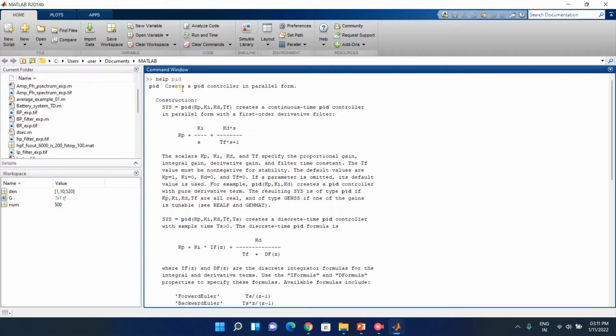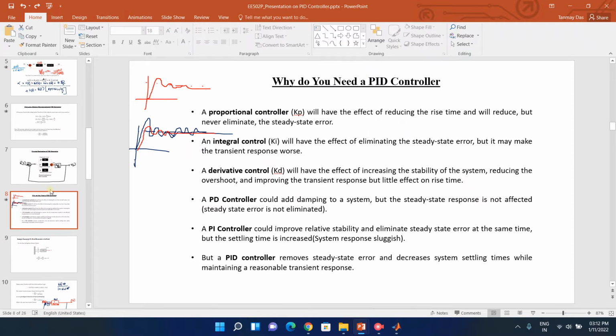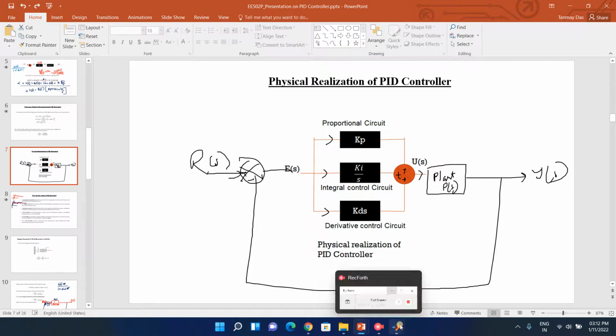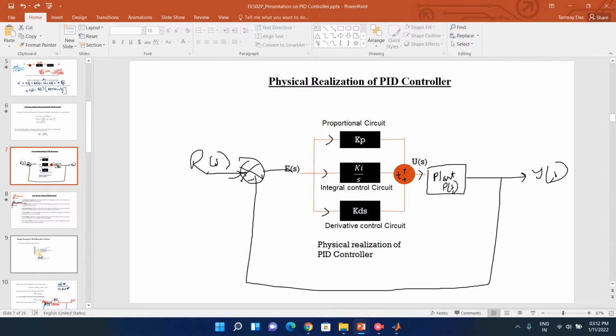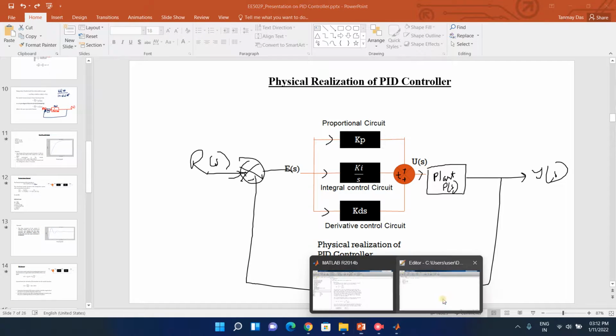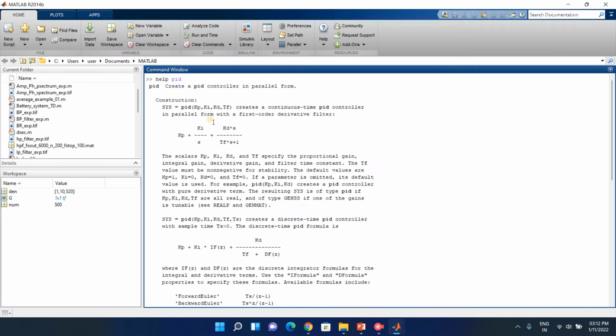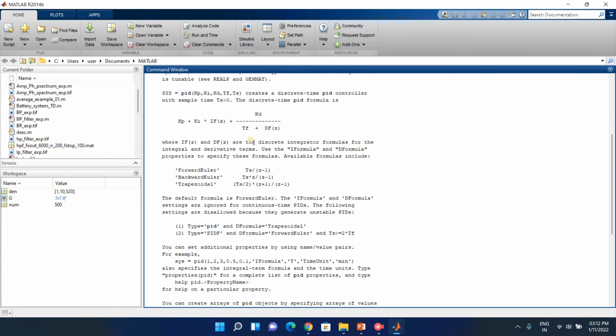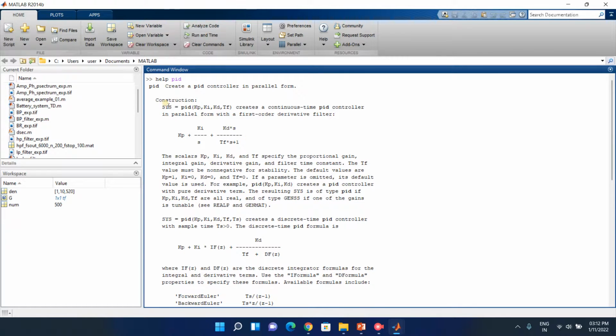PID. See, PID is a function: PID creates a PID controller in parallel form. PID parallel form means this parallel form, where all three terms are in parallel. So it is creating a PID controller in parallel form, where KP plus KI by S plus KD S by TF into S plus 1.